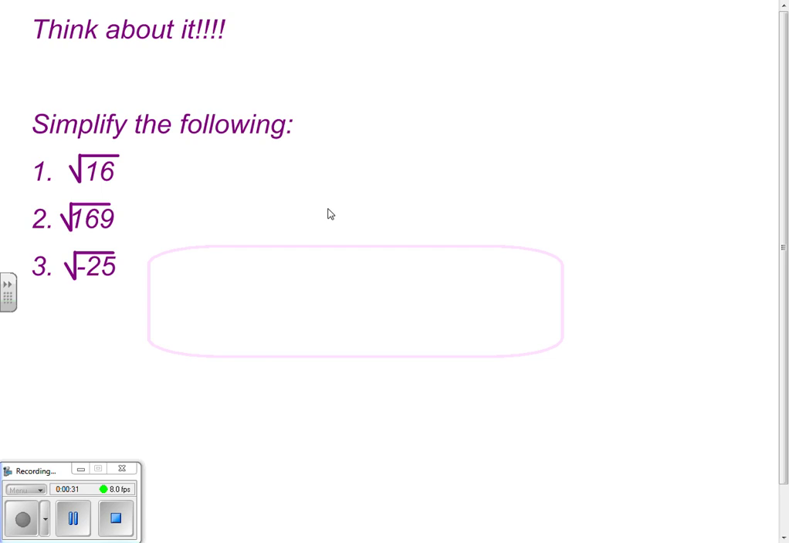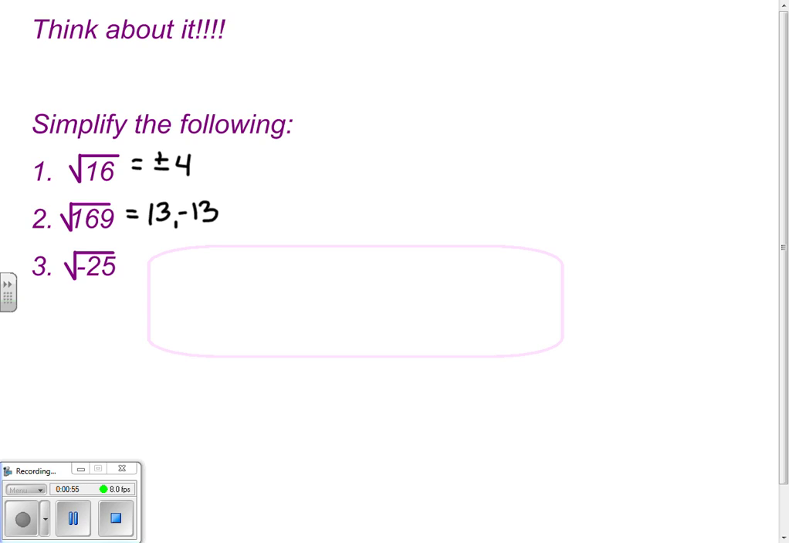The square root of 16 is 4. Technically, the square root of 16 is plus or minus 4 because positive 4 times positive 4 is 16 and negative 4 times negative 4 is 16. The square root of 169 is 13 and negative 13 because 13 times 13 is 169 and negative 13 times negative 13 is 169. But take a look at number 3.